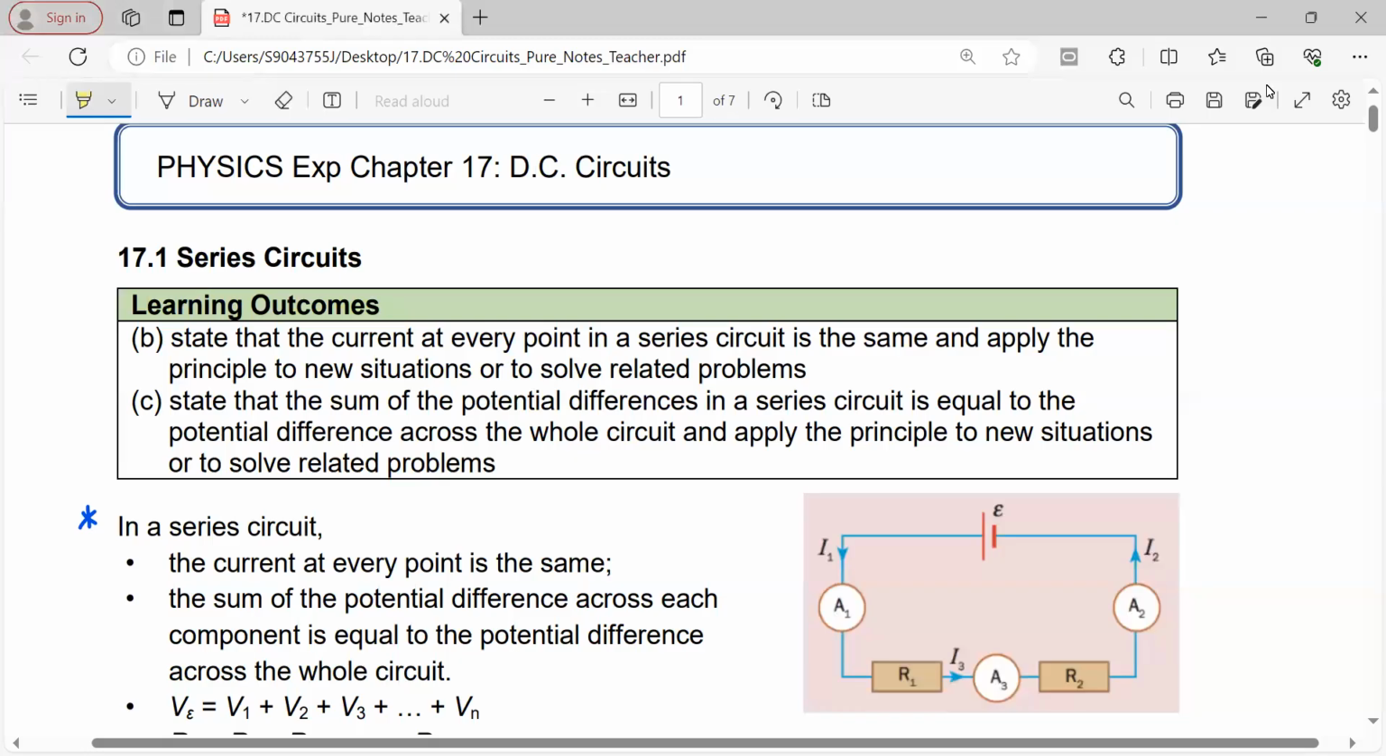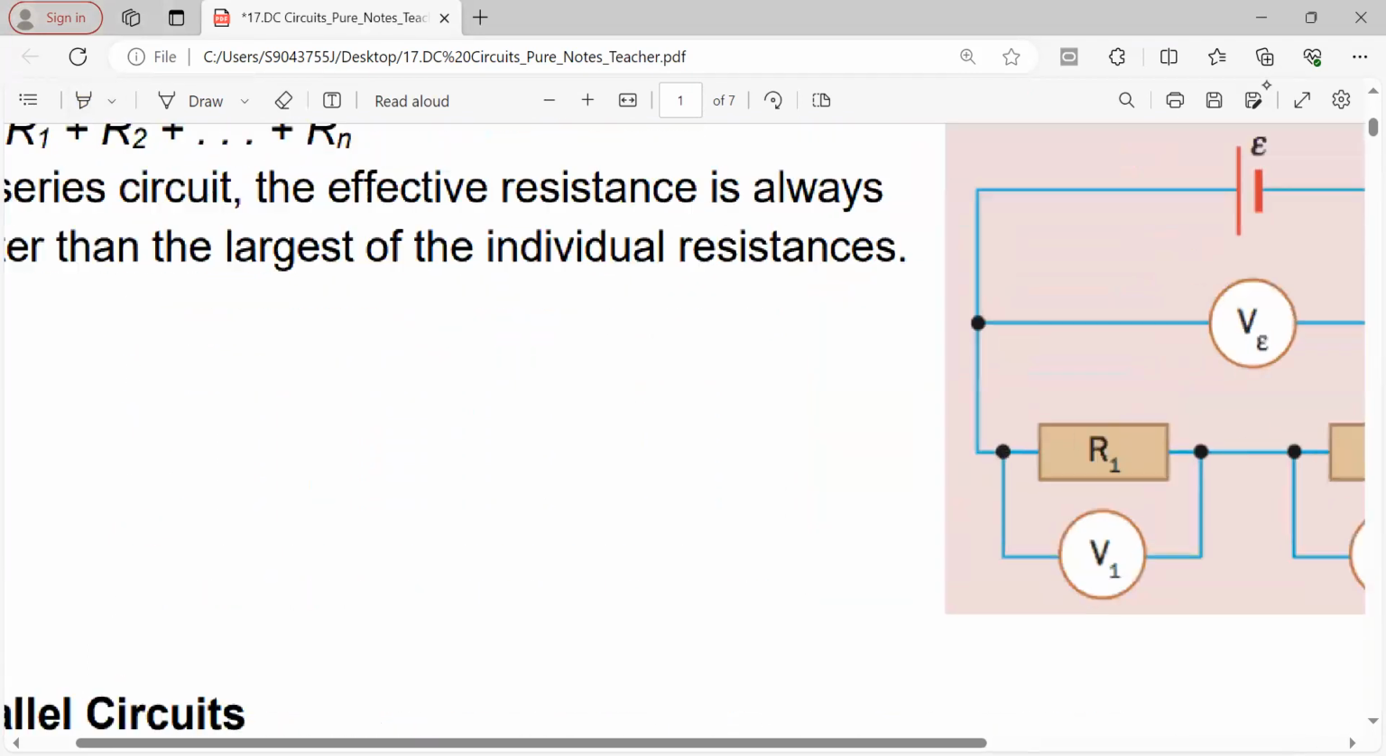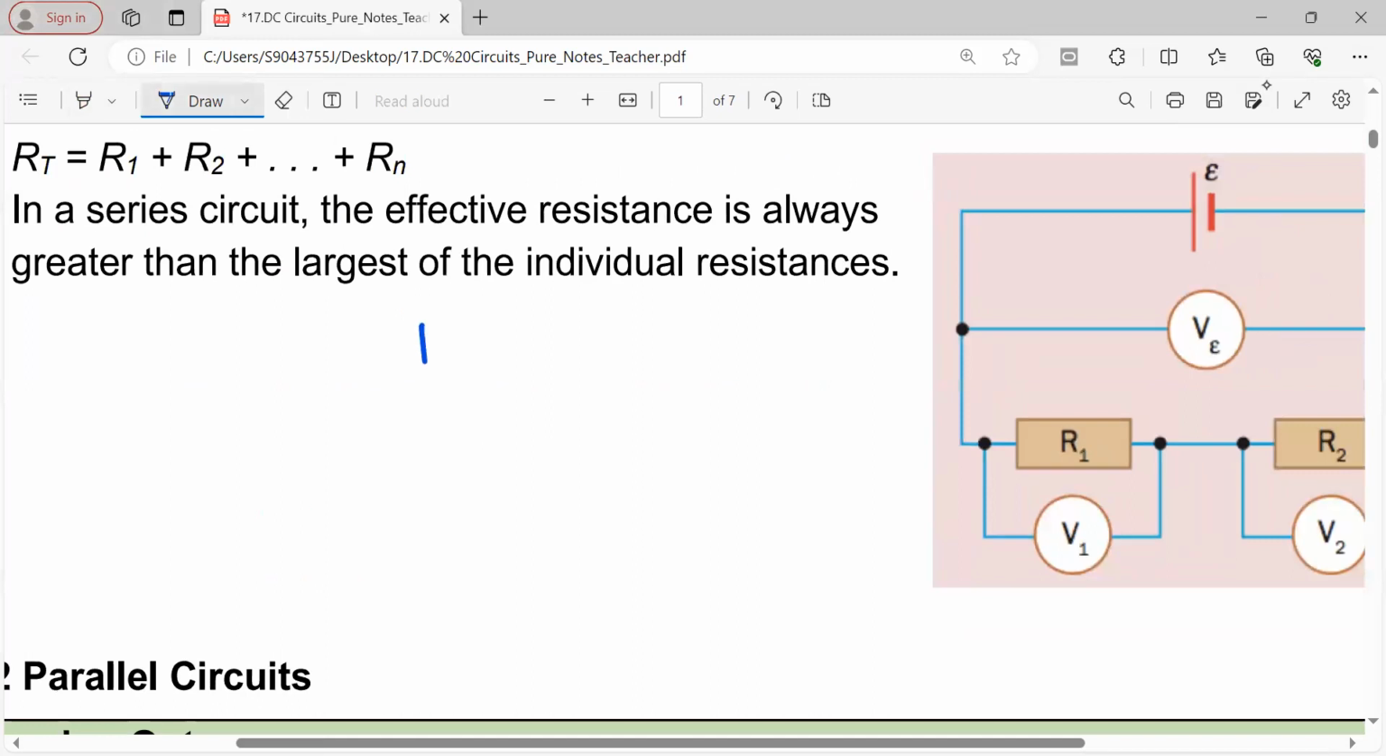Okay, chapter 17, DC circuits. First, we'll look at what a series circuit is. For a series circuit, the components are placed side by side to each other. So you have a battery, and a component like a resistor or bulb, and we have two of them, R1 and R2. They are placed side by side to each other, so it's said to be a series circuit.